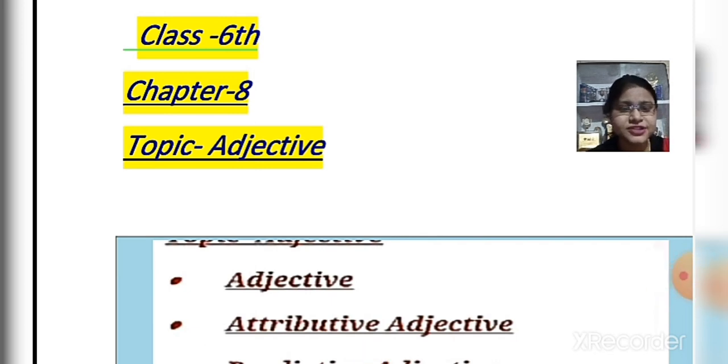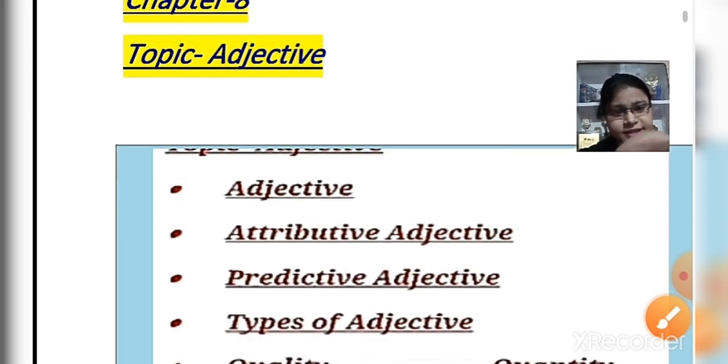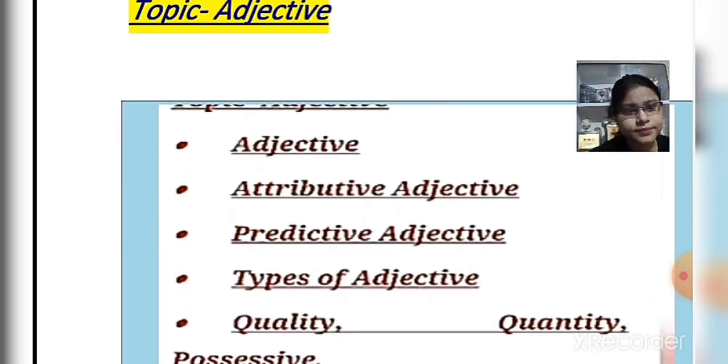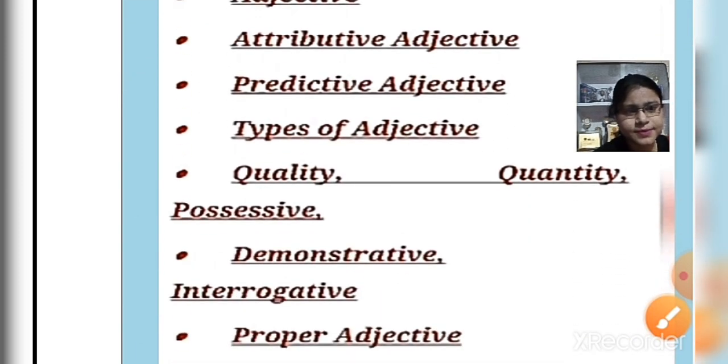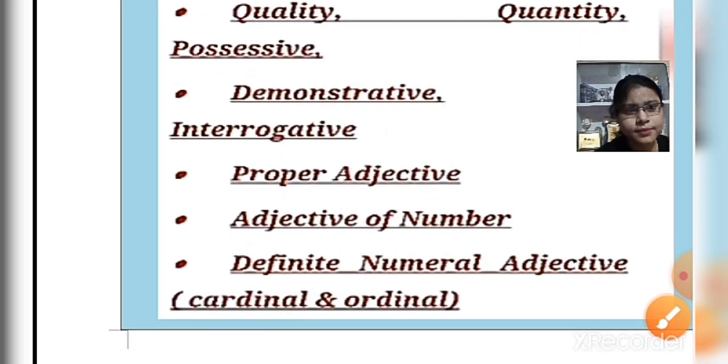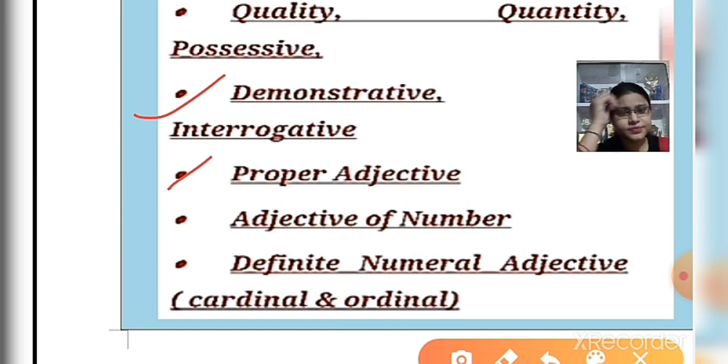Once again we are in English language class and we are studying chapter number 8, that is adjective. In the last class we talked about adjective, attributive adjective, predicative adjective, types of adjective, adjective of quality, quantity, possessive adjective, and then demonstrative and proper adjective. So I hope, children, the last class taken by me is completely understood by you.